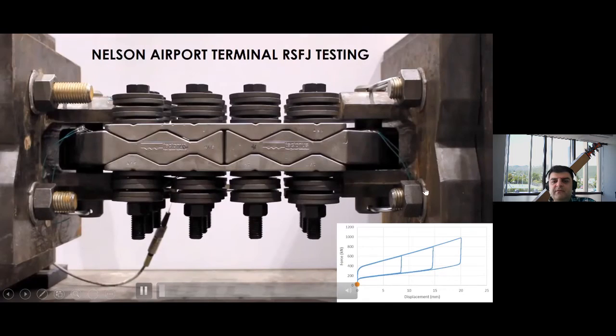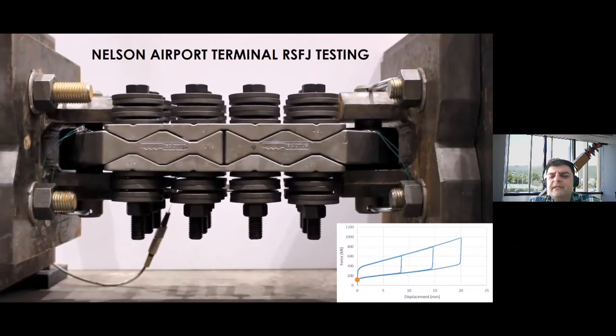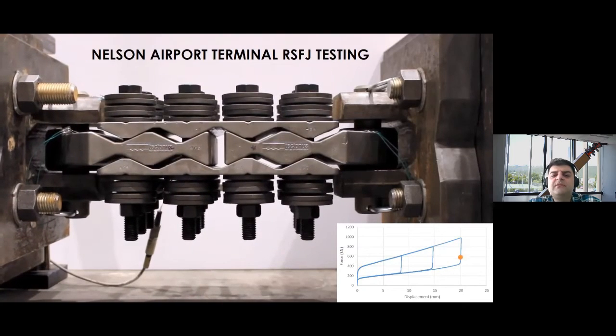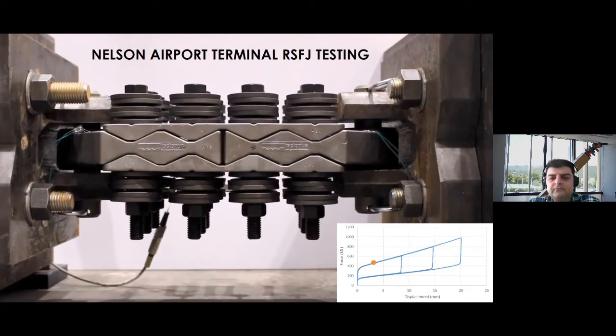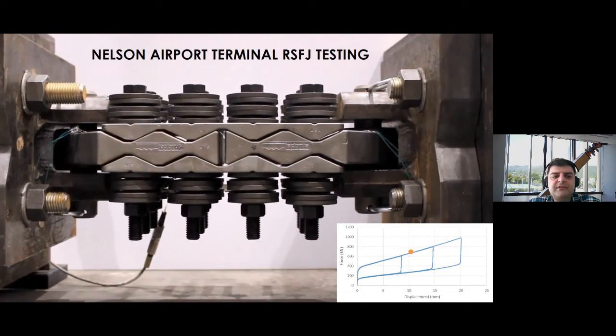This is an experiment that was done on a 1,000 kilonewton unit. It was later installed in the Nelson Airport terminal, which I will describe later. You can see the movement of the plates and the compaction of the disc springs.